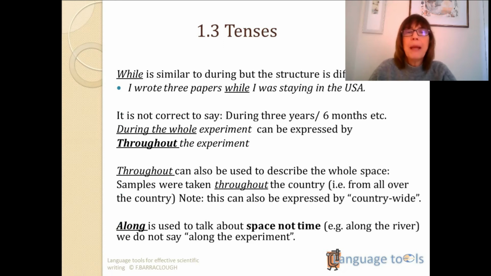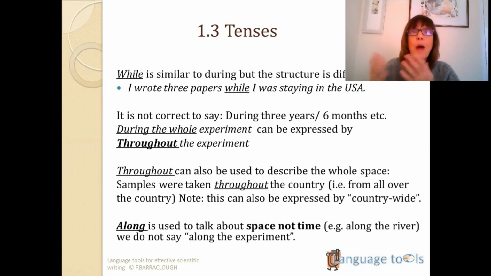So I wrote 3 papers while I was staying in the USA, okay? So it is not correct to say during 3 years or during 6 months. We would say during the whole experiment or throughout the experiment. And throughout can also be used to describe the whole space, okay? So it could be for time or for space.